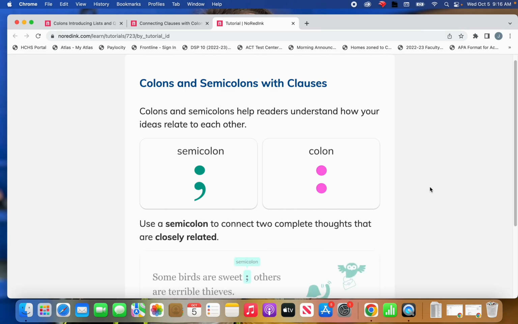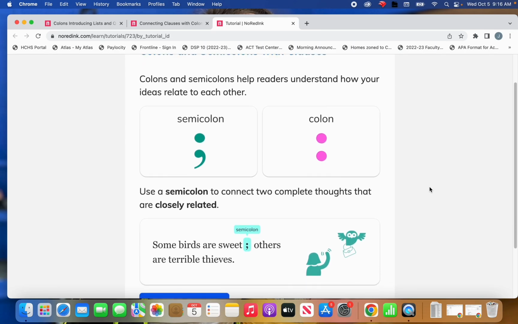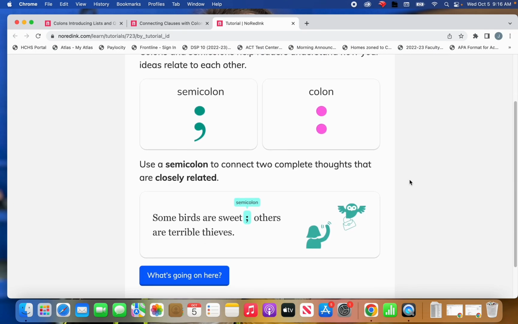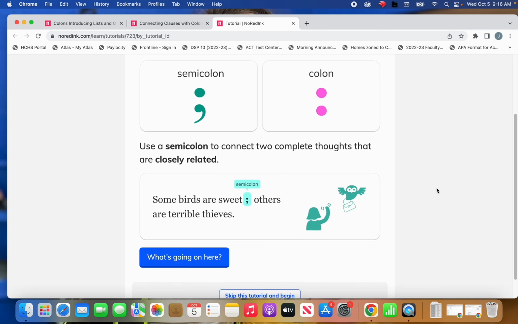So we use a semicolon to connect two complete thoughts that are closely related. So the important thing to note, a couple things, is that they have to be complete thoughts or full sentences on either side of the semicolon, and they have to be closely related. So take a look at this example. Some birds are sweet; others are terrible thieves. We've got two complete thoughts. They are related to one another, so we can connect it with a semicolon.